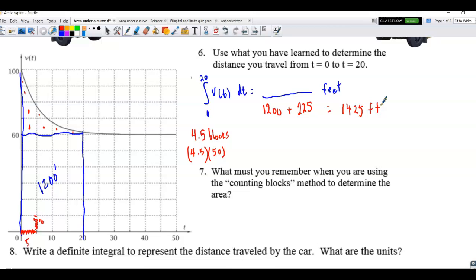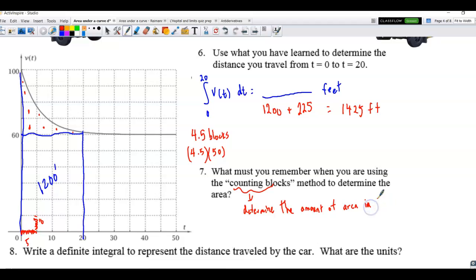Number 7, what must you remember when you are using the counting block method to determine the area? Well, when you're using the counting block method, you have to determine the amount of area in 1 block.